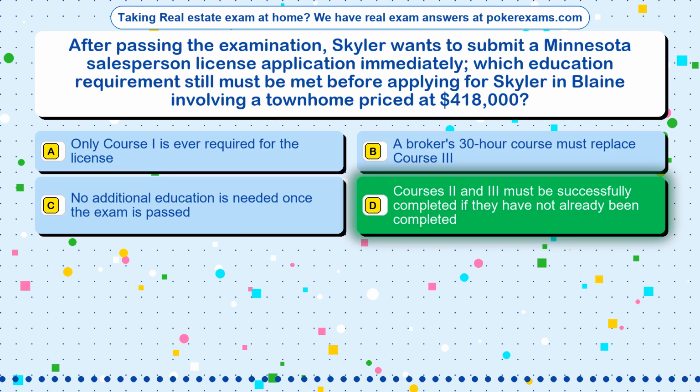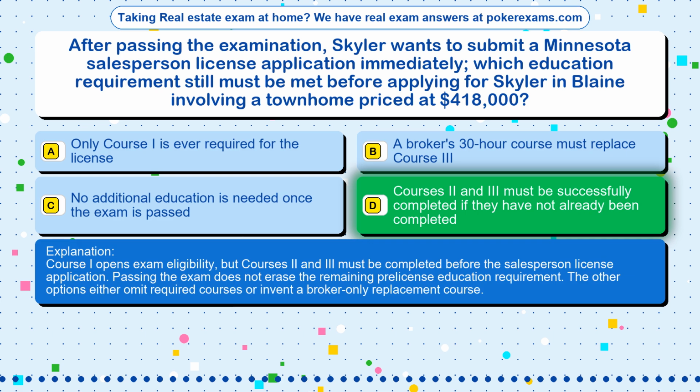The correct answer is option D. Courses 2 and 3 must be successfully completed if they have not already been completed. Course 1 opens exam eligibility, but courses 2 and 3 must be completed before the salesperson license application. Passing the exam does not erase the remaining pre-license education requirement. The other options either omit required courses or invent a broker-only replacement course.